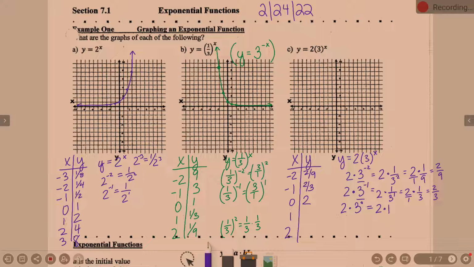Did you guys catch that? The whole problem wasn't raised to the 0 power, which is why the whole answer is not 1. Got the next part? 2 times 3 to the first. 3 to the first is 3. 2 times 3 is 6.